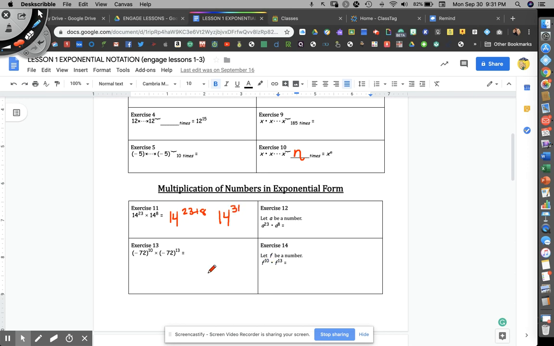All right, if your base is negative, it stays negative. You can have a negative base. You cannot have a negative exponent. If you get a negative exponent, that's when we change its formatting. Okay, go ahead and pause this video and go up to number 17.